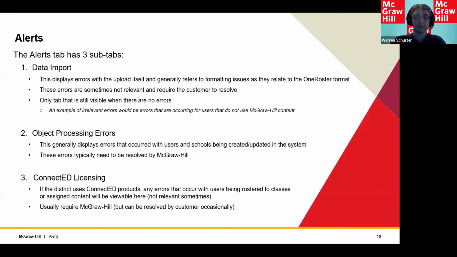The first one is Data Import. On the Data Import tab, we are going to see all of the errors that occur because of OneRoster formatting. These are going to be things such as if a user is missing required data from the users.csv file, an error would show up here. If we are having trouble finding a school that you're importing, or one of the classes did not get generated correctly because, again, perhaps it's missing data, these things would all show up on the Data Import tab.